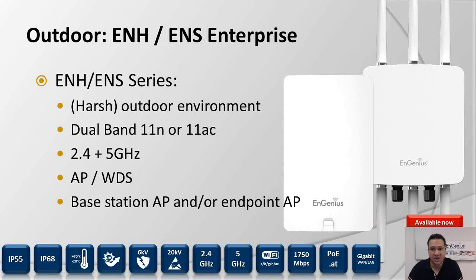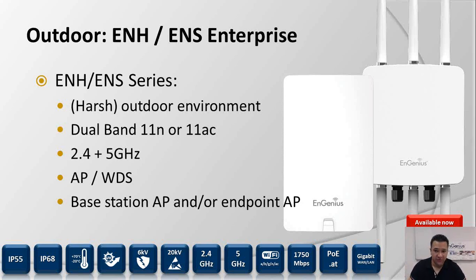EnGenius outdoor series feature dual radio outdoor station or endpoint access points. Typically designed for harsh outdoor deployments based on dual radio infrastructure setups for 5 gigahertz backhauling and 2.4 gigahertz stations. A secondary typical solution is a dual radio endpoint access point for deployments with clients divided over 5 and 2.4 gigahertz.